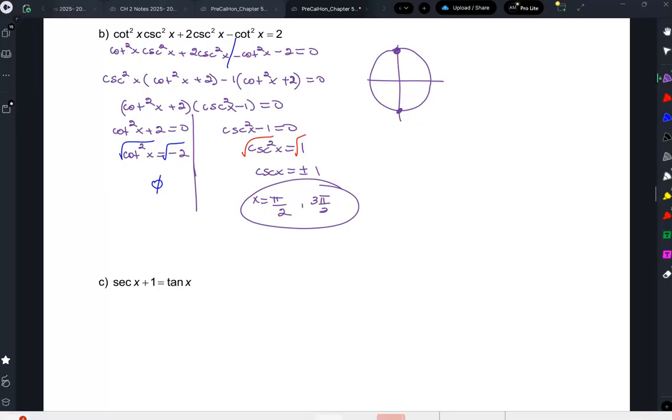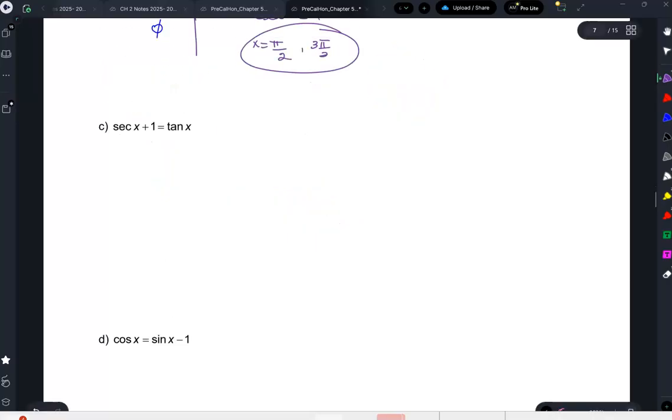And if we were solving this over the entire domain, what would you have written? Pi over 2 plus pi n. Okay. Okay, let's do these two as well.